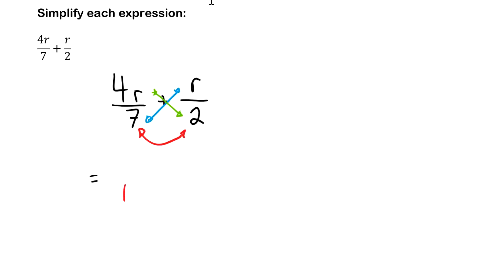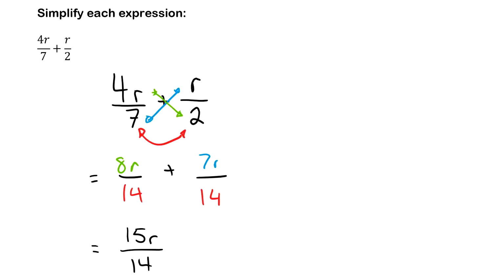7 times 2 is 14. So we now have two fractions with a denominator of 14. We then do our green arrow, 4R times 2, which gets me 8R. And then we do our blue arrow, which is 7R. There was a plus in between, so the plus stays. Now that we have the same denominator, we can simply add the top. So 8R plus 7R is 15R over 14. We then see if we can simplify this further. We can't, so our final answer is 15R over 14.